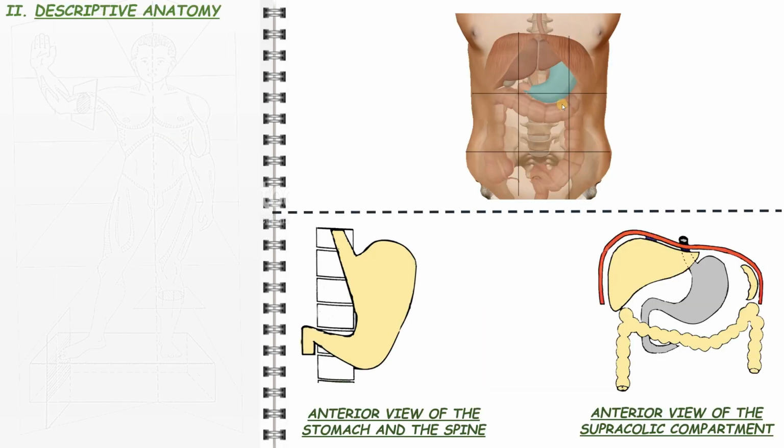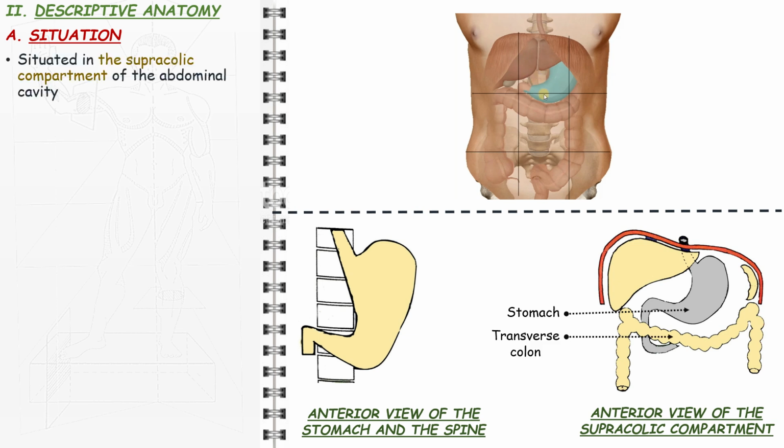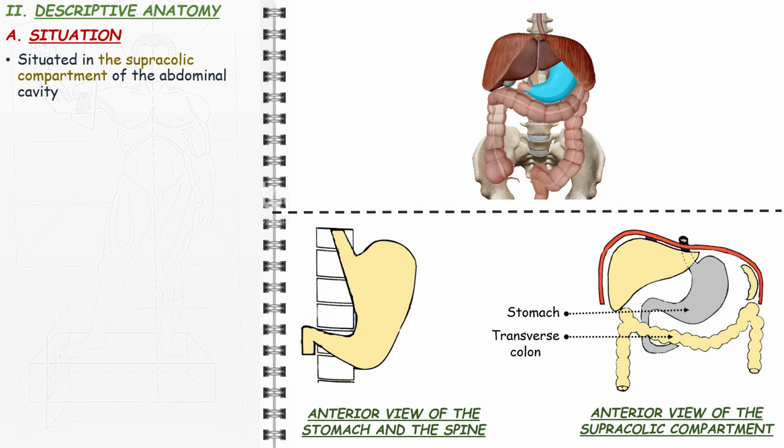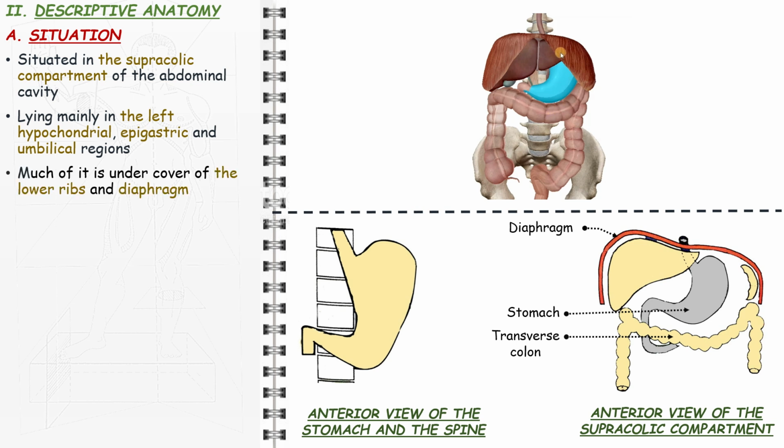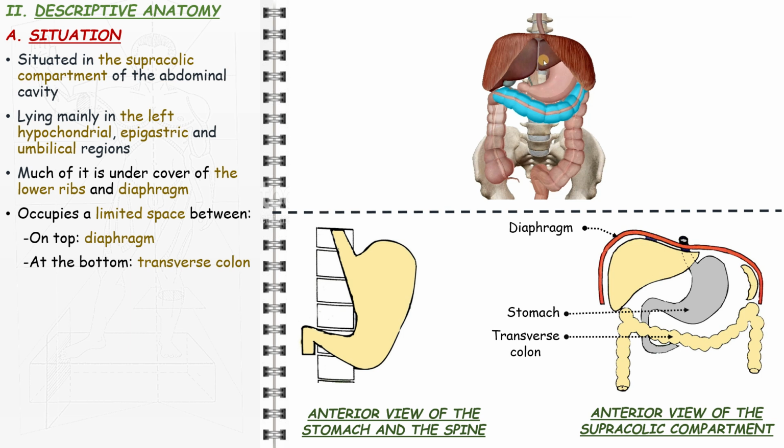The stomach is situated in the supracolic compartment of the abdominal cavity, lying mainly in the left hypochondrial, epigastric and umbilical regions to the left of the midline. Much of it is under cover of the lower ribs and diaphragm. Thus, it occupies a limited space between, on top, the diaphragm, at the bottom, the transverse colon, to the right, the liver and, to the left, the spleen.